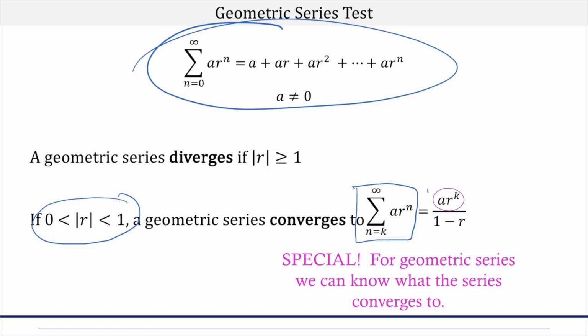That is the first term of the series because we have n starting at k, and we have our common ratio to the k. So it's the first term over 1 minus the common ratio. It's so cool how that works.